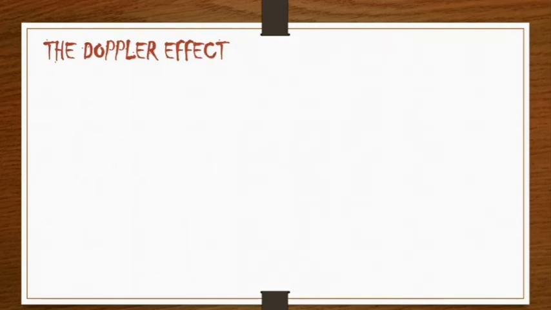We can write down the equation of the Doppler effect to be like this. f_o equals (v plus or minus v_o) over (v plus or minus v_s) multiplied by f_s.